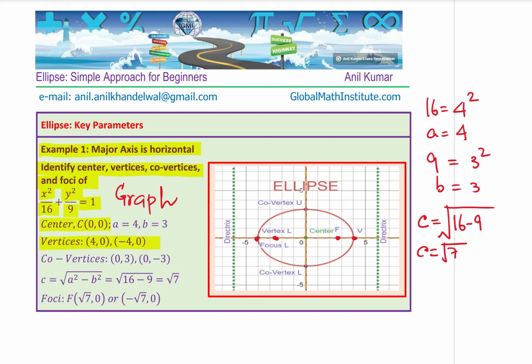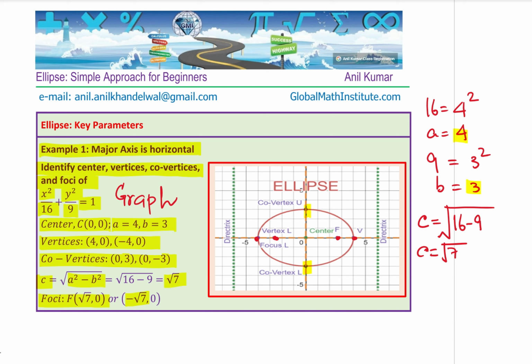So we know the center is at 0, and the A and B values are 4 and 3 as calculated here. The co-vertices are the B values, right? So those are the co-vertices, which are at plus and minus 3. We calculate the value of C by finding the difference of the denominators and then square rooting, which is the square root of 7. And that gives us the foci, which are at plus square root 7 and minus square root 7 along the major axis.